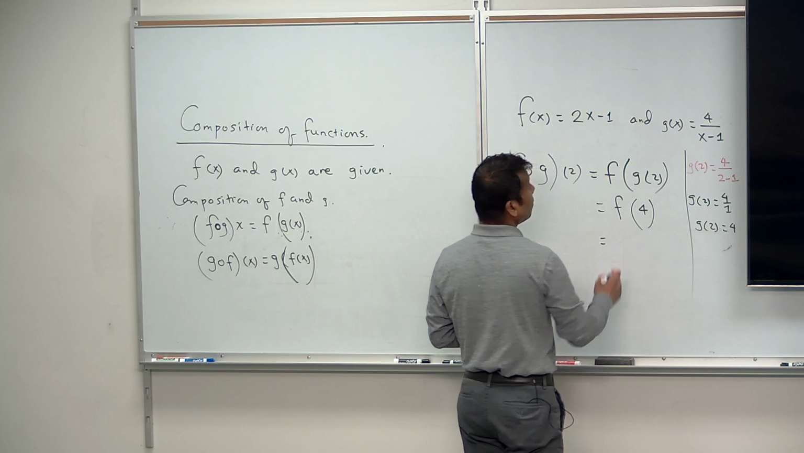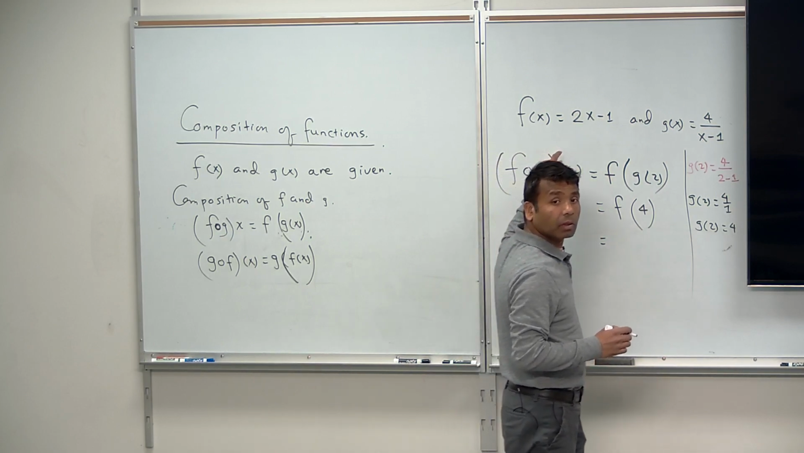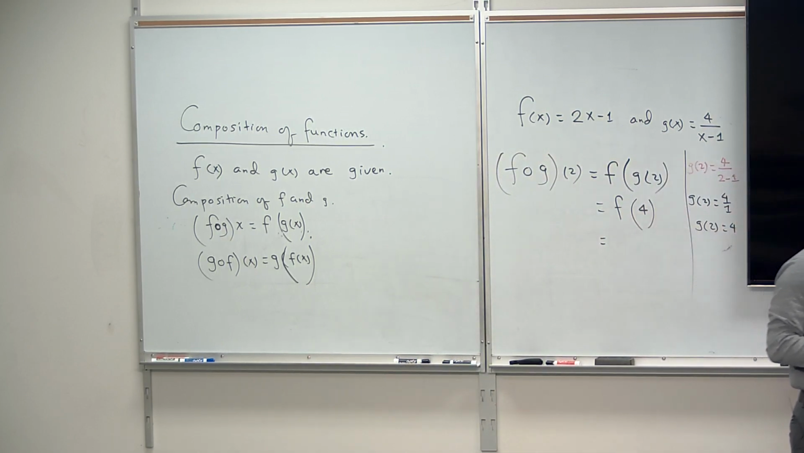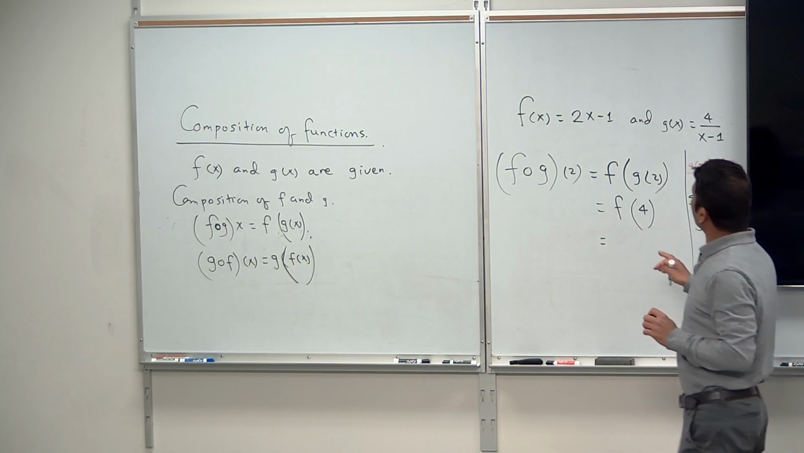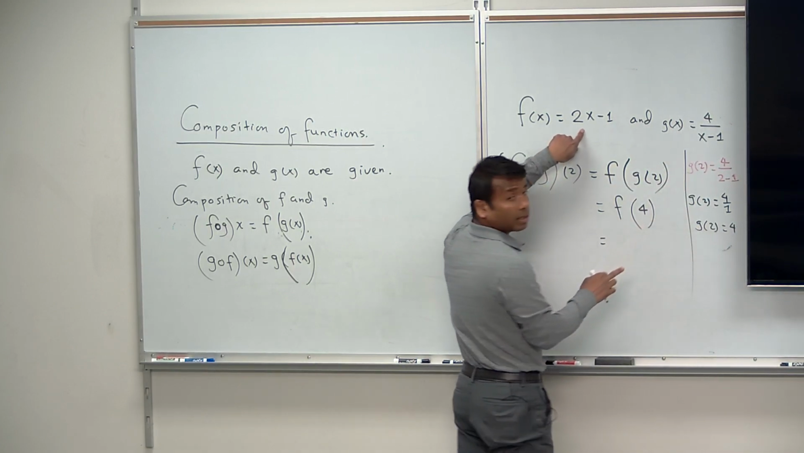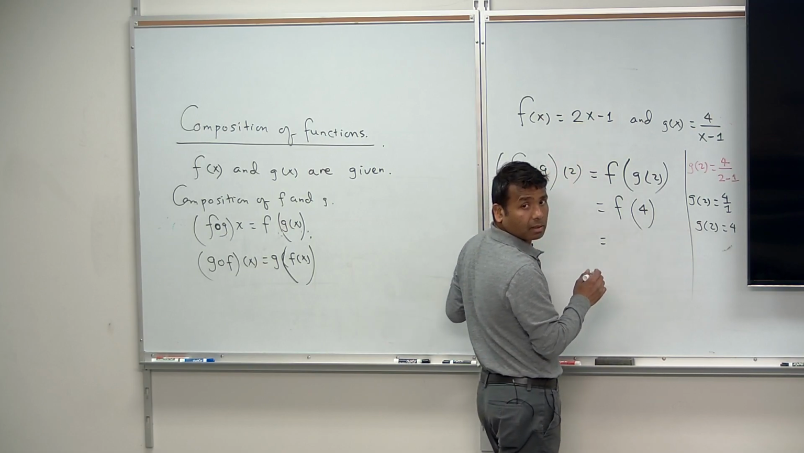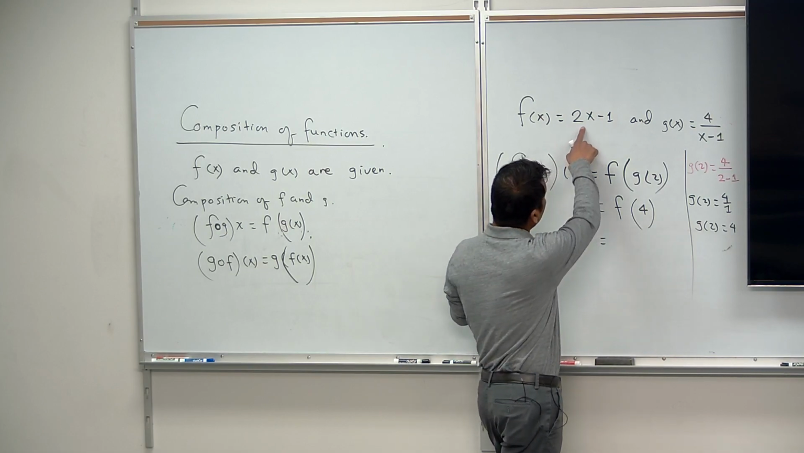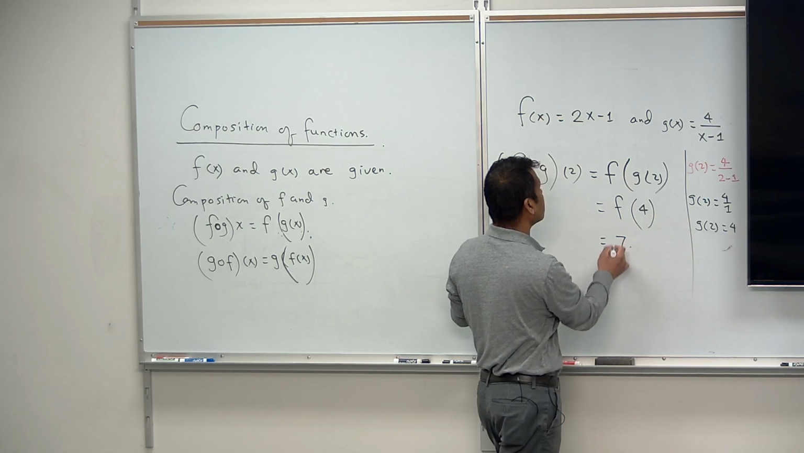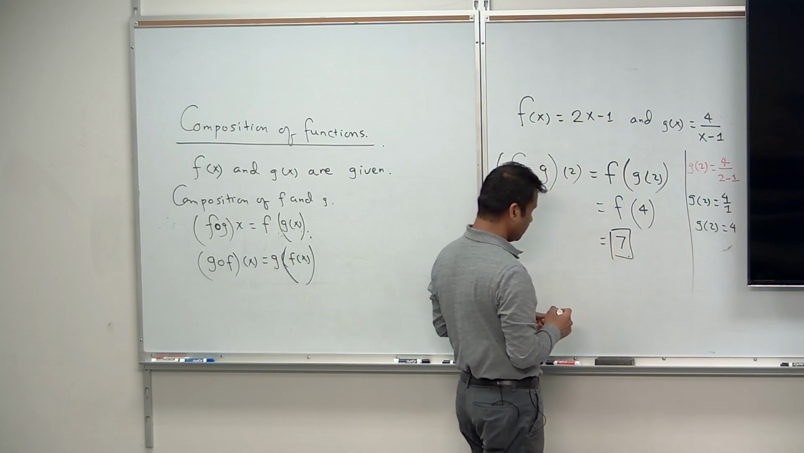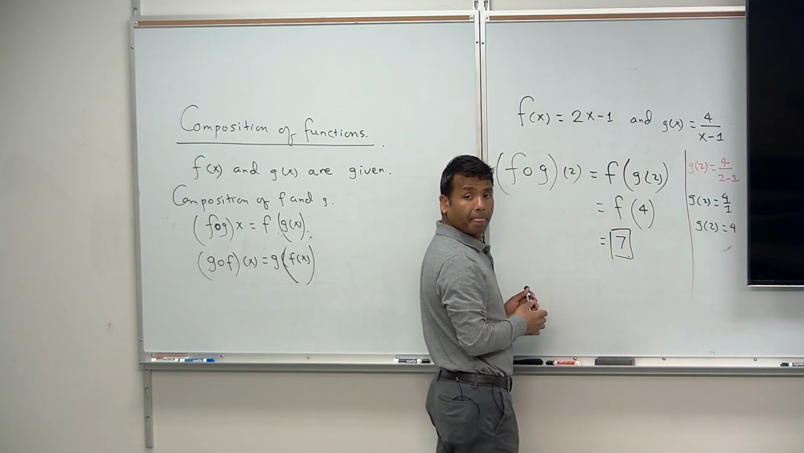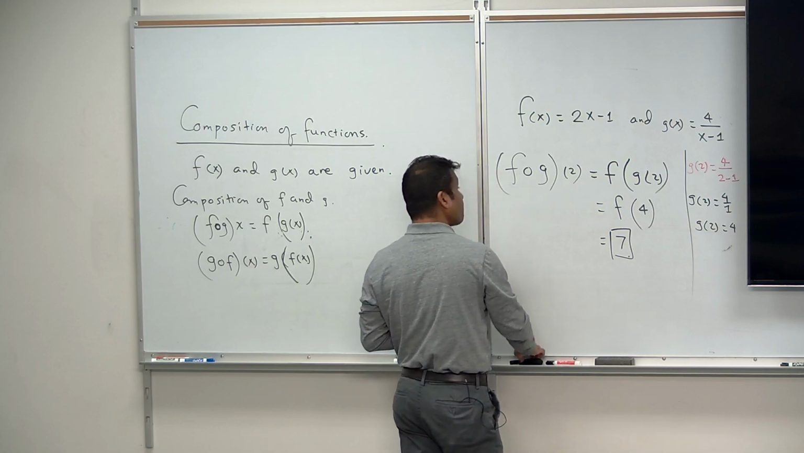So now this is f of 4. So how do you find out f of 4? So what is f of 4? Read into 2x minus 1. Yes, you plug in 4 in 2x minus 1, right? So what will be that? 7. 2 times 4 is 8. 8 minus 1, what? 7. Yes. Did you get it?